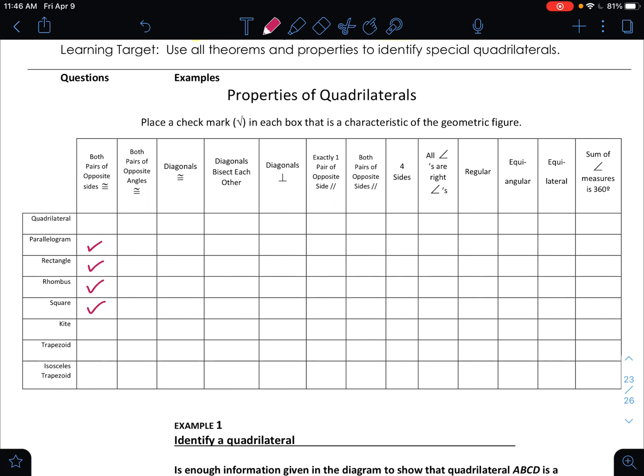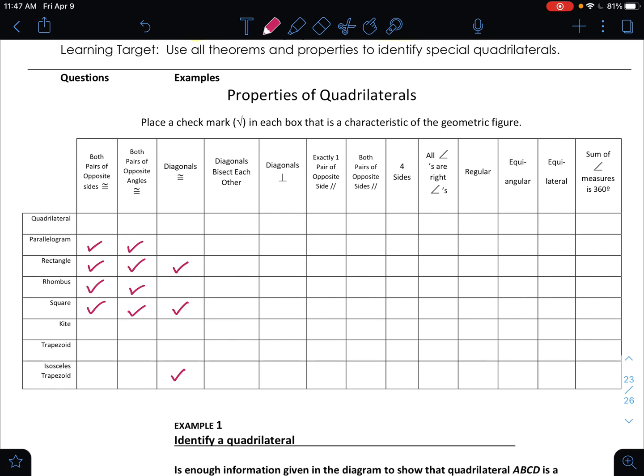Okay, both pairs of opposite angles. That is a parallelogram property, so it's going to apply again to all 4 of those, but again, not kite, trapezoid, or isosceles trapezoid. Diagonals are congruent. They are congruent in a rectangle and a square. Because a square is a rectangle, that's why it hits square. Now on a kite, the only one with congruent diagonals are the isosceles, I'm sorry, in a trapezoid. Isosceles trapezoids have the congruent diagonals.